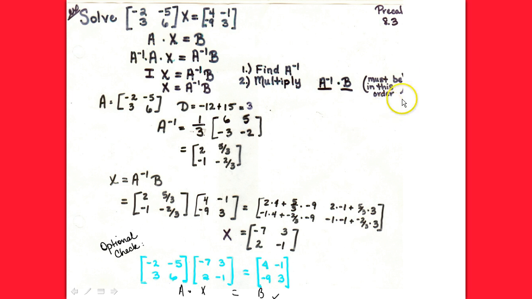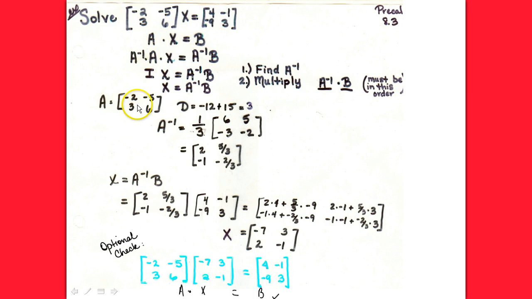This little guy right here, circle it, star it, highlight it, do something to it, because this is the key. It has to be in that order. You have to do the inverse of A times B. You cannot do B times the inverse of A or you will not get the right answer. Remember, we saw in section 8.2 that A times B is not the same thing as B times A. The order matters. Okay? So let's go back to our equation that we were trying to solve.